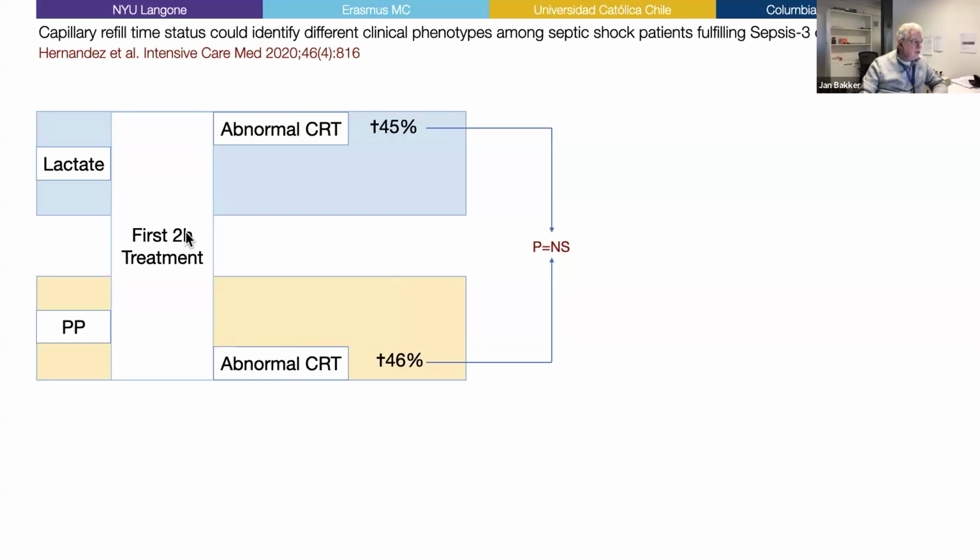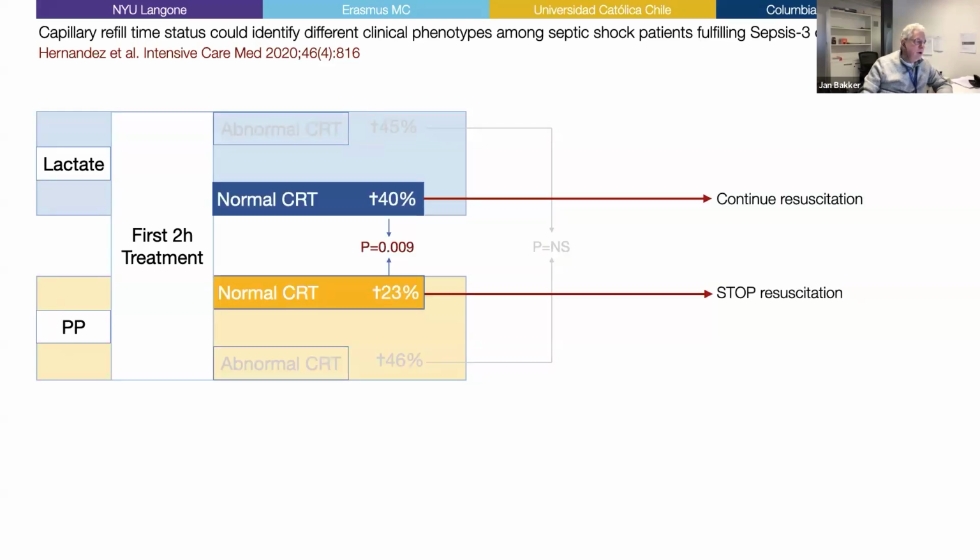So after 2 hours of treatment, whatever you aimed for in your treatment, an abnormal capillary refill time was almost associated with a 50% mortality. But this is troublesome. So in the peripheral perfusion group, if after your first 2 hours of treatment you have normal capillary refill time, that was the end of your resuscitation. If the blood pressure was 65 or higher, stop.